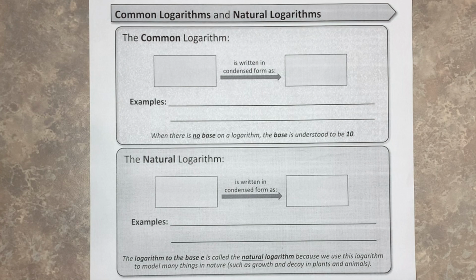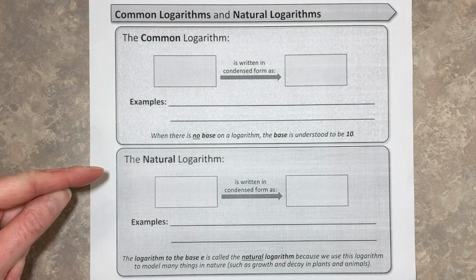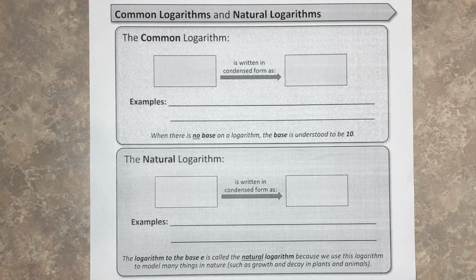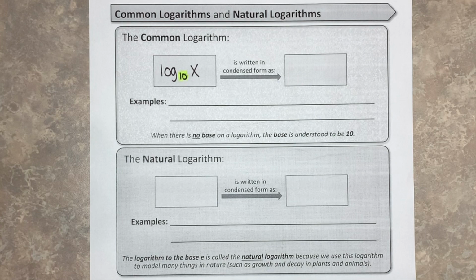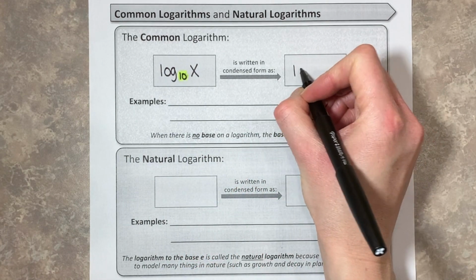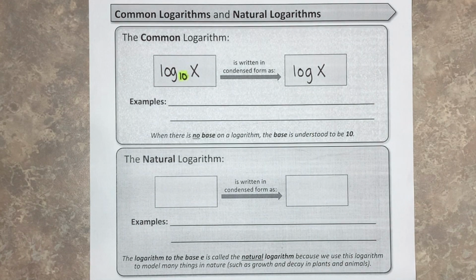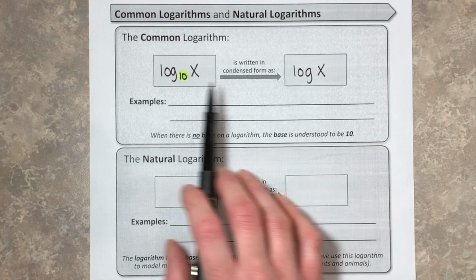Now there's two types of logarithms that appear in the real world more often than any other type of log. These two types of logs appear so often that one is called the common log and the other is called the natural log. The common log is any log with a base of 10. So we'll represent that as log base 10 of x. Log base 10 is so common that mathematicians have created a condensed way of writing it. Log base 10 of x is written in condensed form simply as log of x.